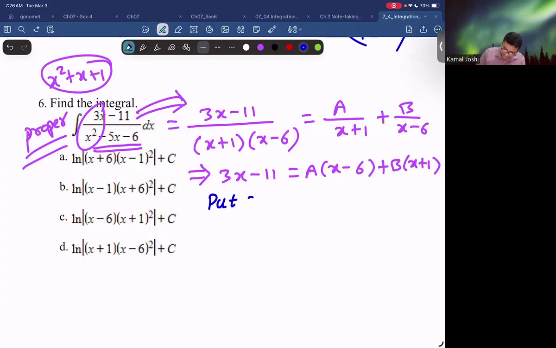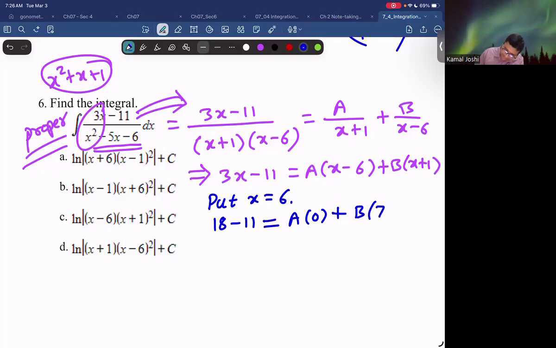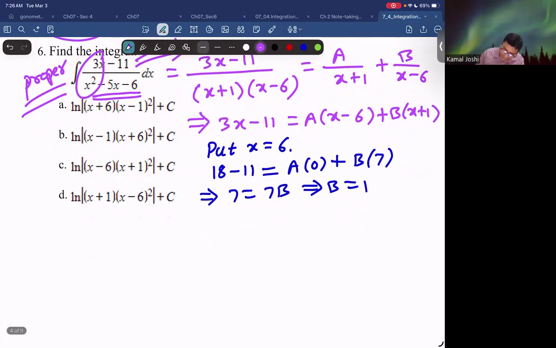First you should put, let's say, x equals 6. That gives you 3 times 6, which is 18, minus 11, equals a times 0 plus b times 7, 6 plus 1 is 7. 18 minus 11 is 7. So 7 equals 7b, which gives you b equals 1. Okay.